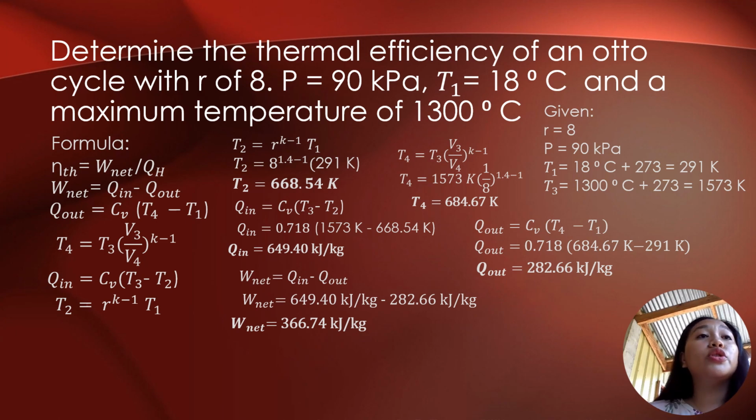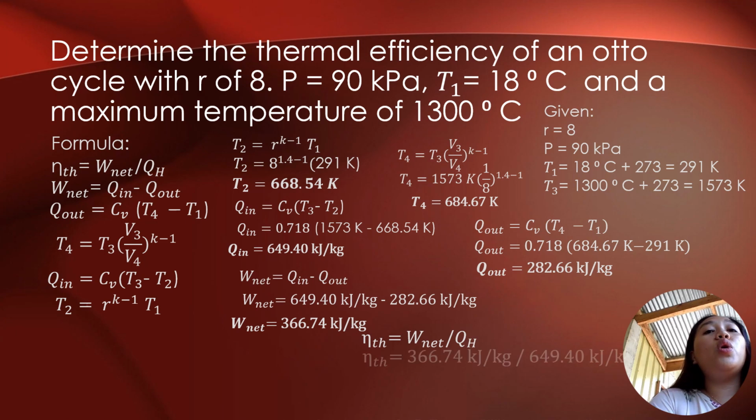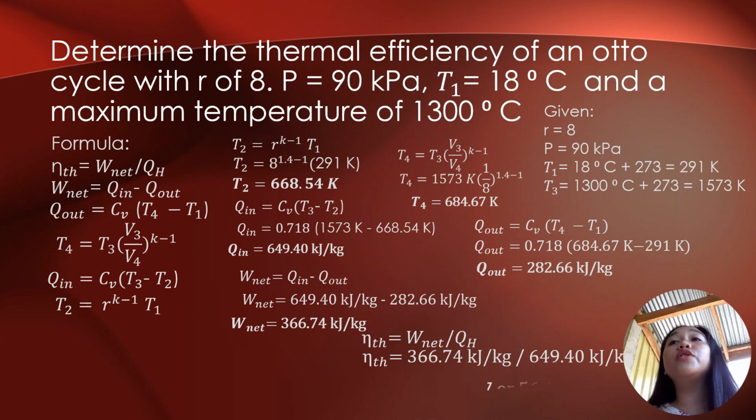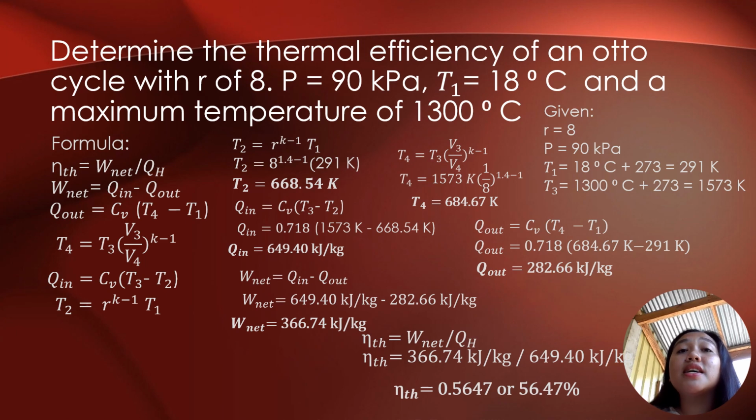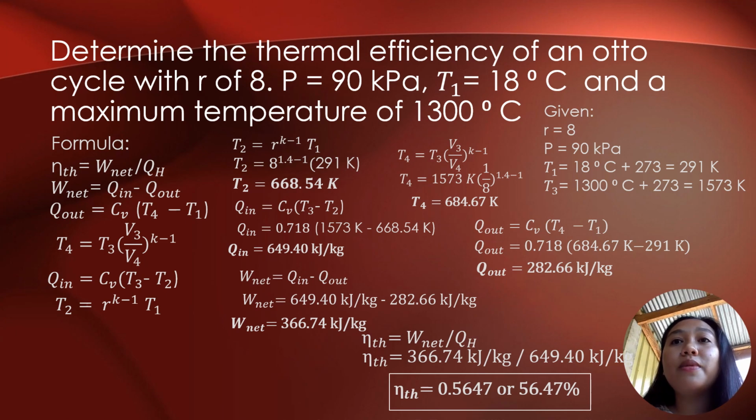So let's now solve our thermal efficiency. The formula for our thermal efficiency is equal to the W net over the QH. So let's solve 366.74 over 649.40. Our thermal efficiency is now equal to 0.5647, or 56.47%. So this is now our thermal efficiency.